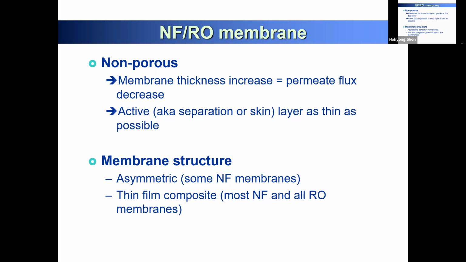transport phenomena. So as membrane thickness increases, permeate flux decreases. The active layer is very, very thin. So you can see, this is the outer membrane. It's like a paper. Yeah, like a paper. But in this paper, we have 3 layers.